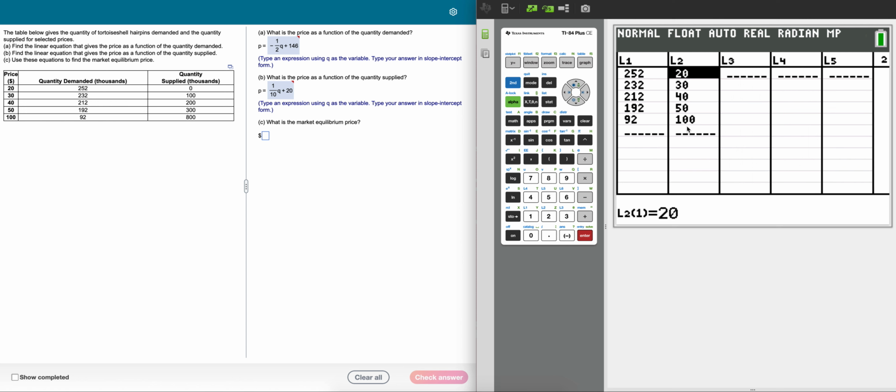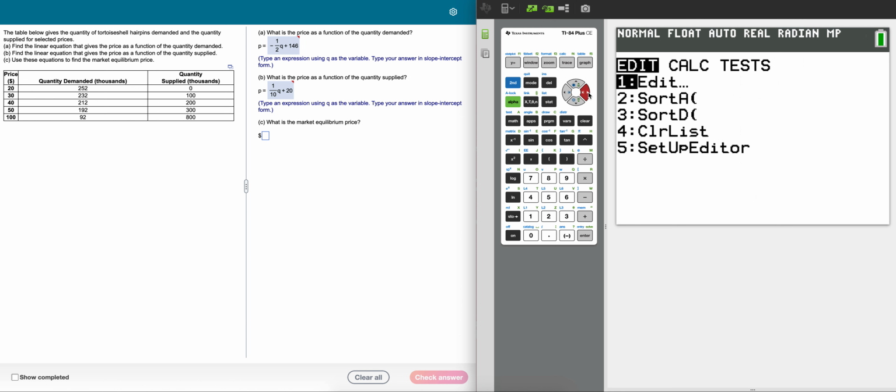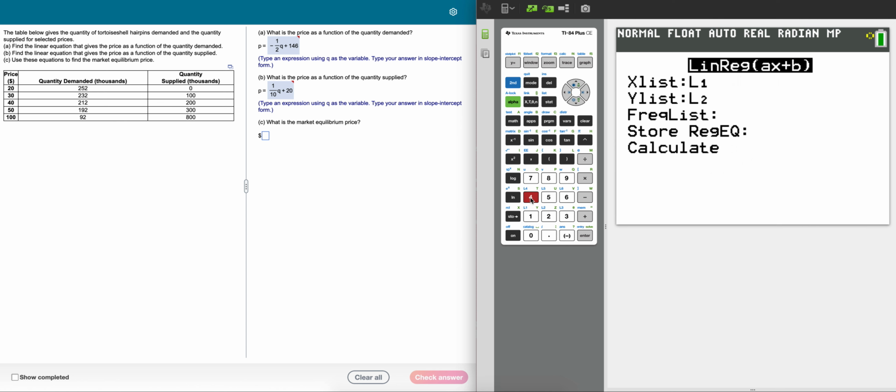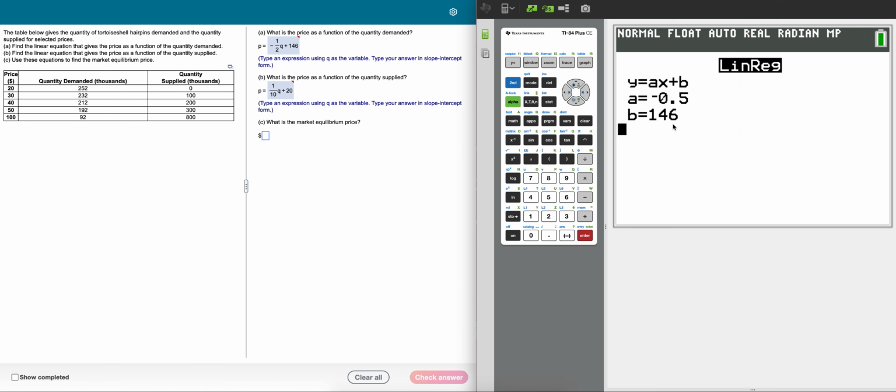To find this function that models this, I'm going to press Stat, and then I'm going to go over to Calc, and I want to find a linear model because that's what it asks me for. So I'm going to choose number 4. The calculator pre-populates that the X values are in list 1 and the Y values are in list 2. So I just need to go down to Calculate, and here it gives me the equation. Y equals negative 1/2 or negative 0.5x plus 146. So in terms of price and quantity, it's P is equal to negative 1/2 Q plus 146. So that's where that first equation comes from.